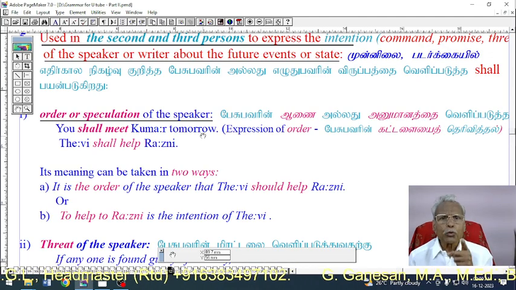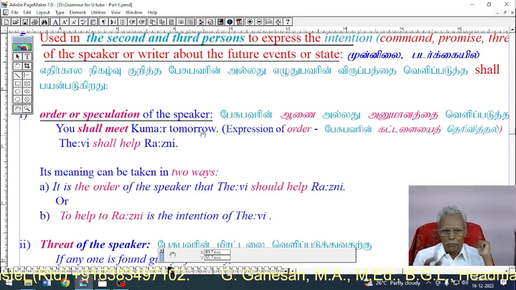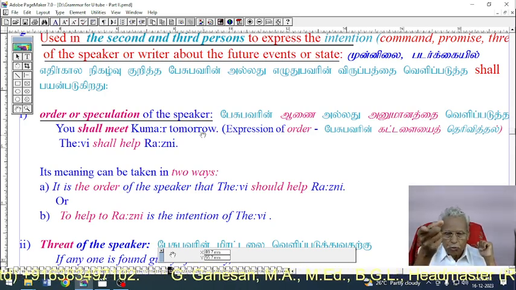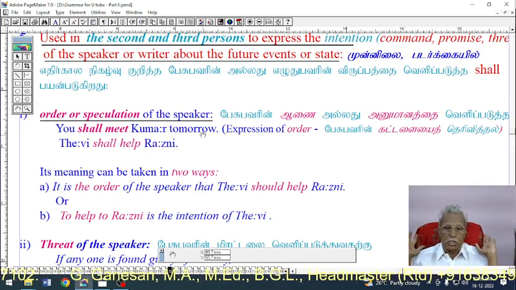That is, you should meet Kumar tomorrow. It is the order of the speaker. "You shall meet Kumar tomorrow" means you should meet Kumar. It is the order of the speaker.